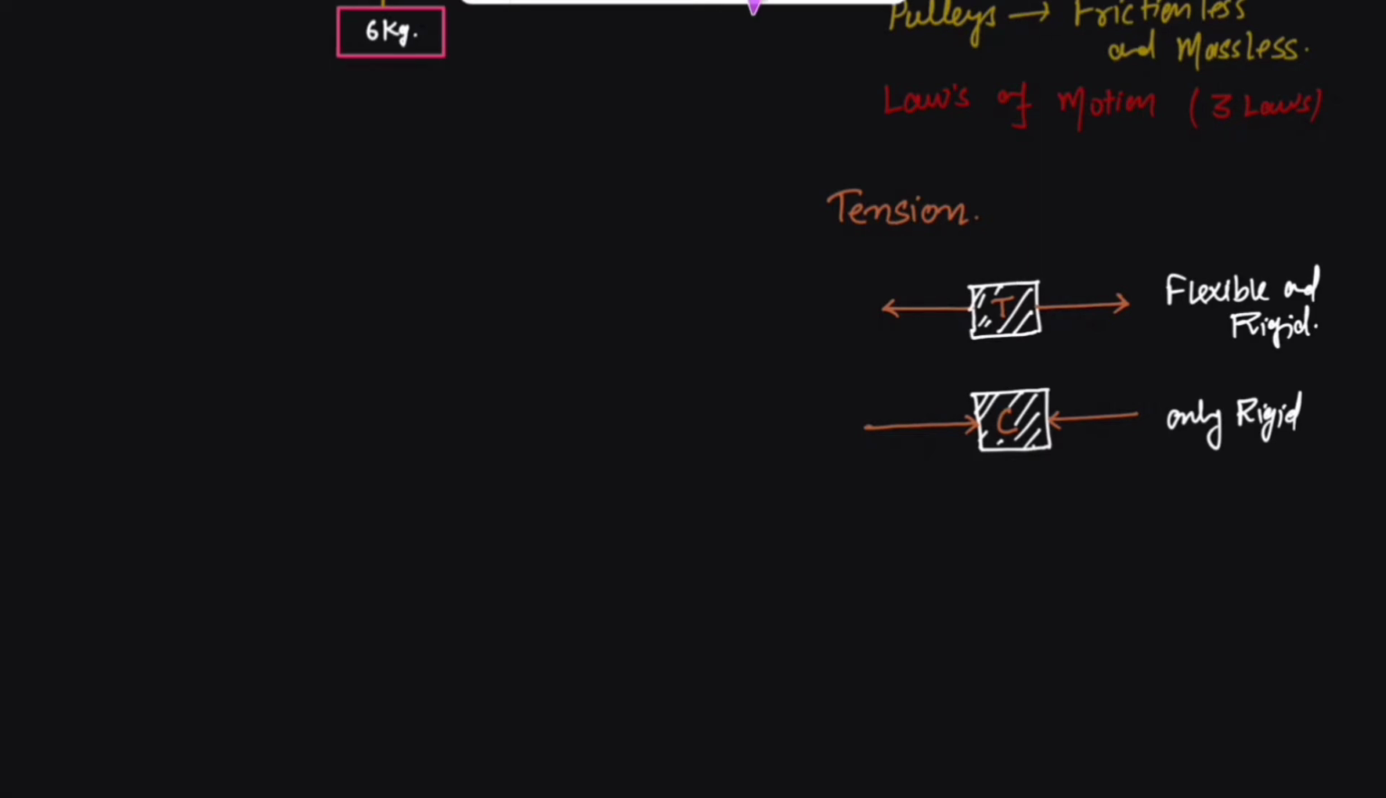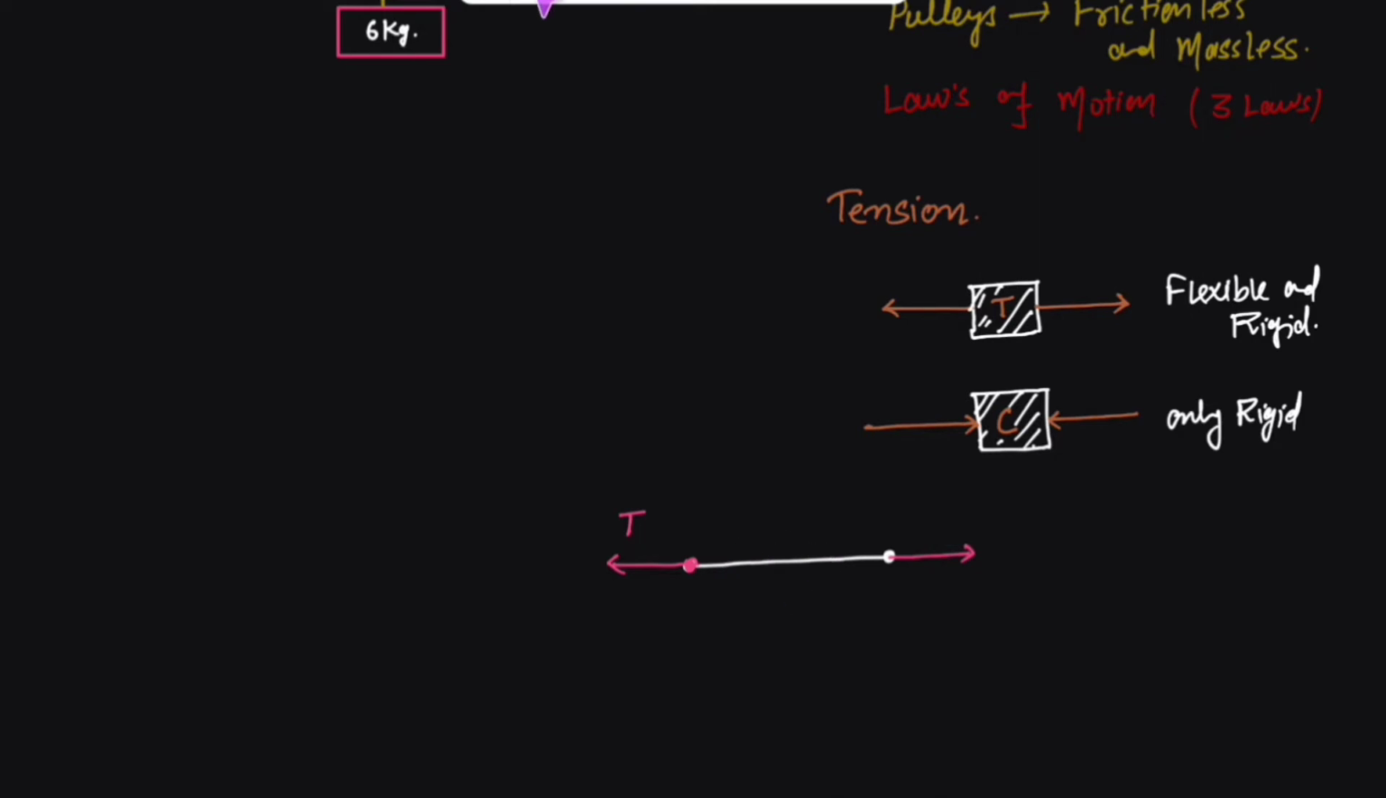So let us take a typical example of a string. Suppose this is a string. These are the two ends. We pull this string from this side. We cannot create tension by holding the string at one end only. We have to hold it at both the ends. So we exert some force on the other. So what happens? We apply a force T on the string.